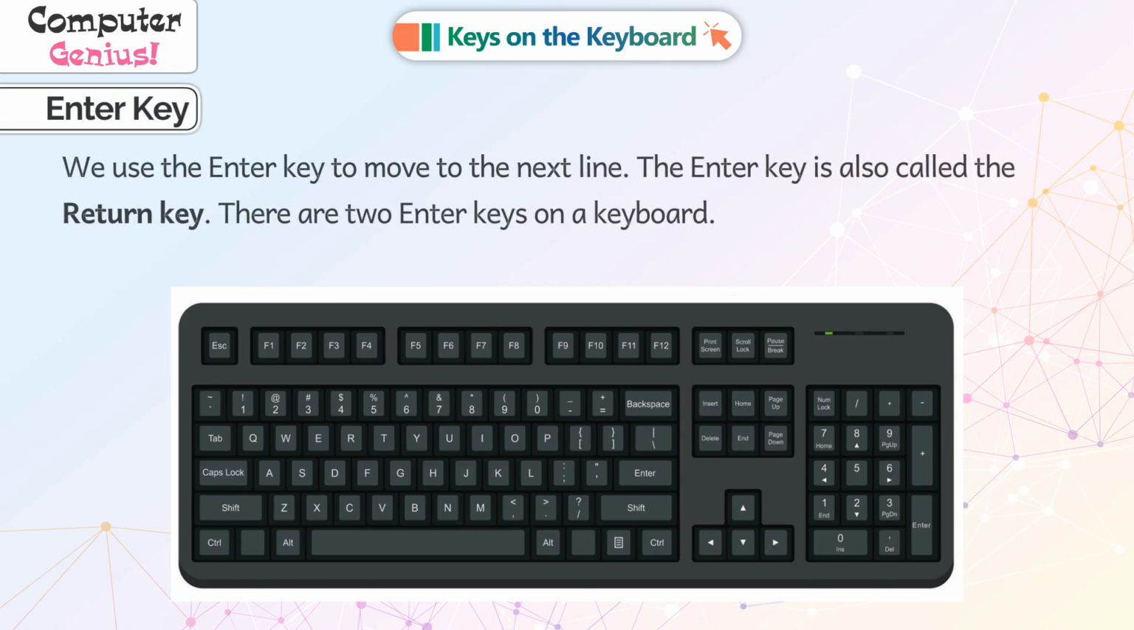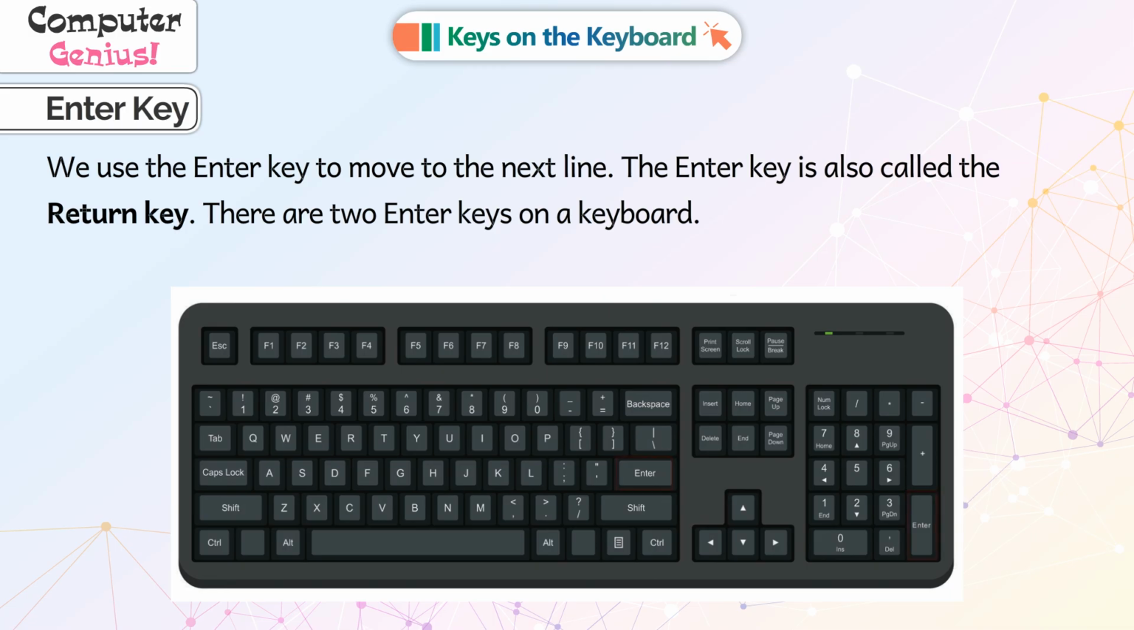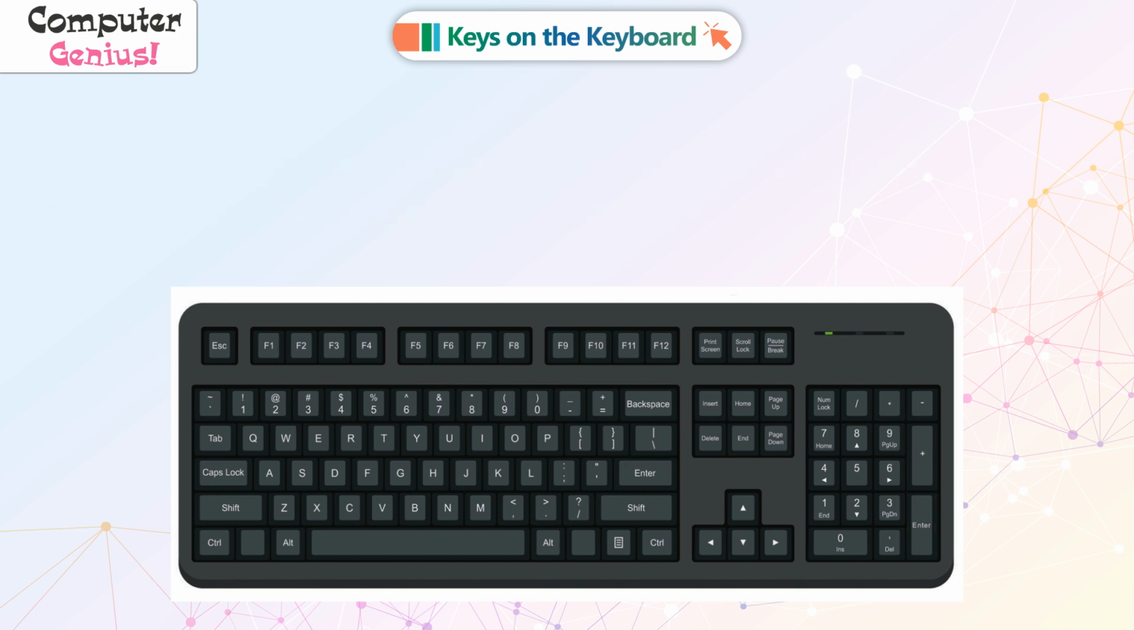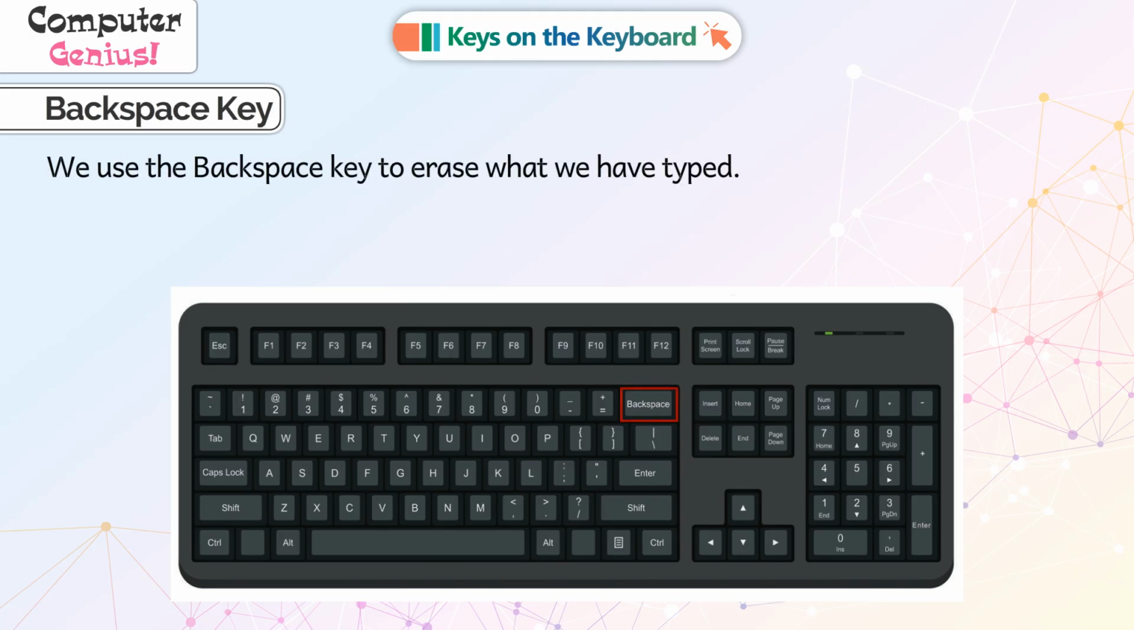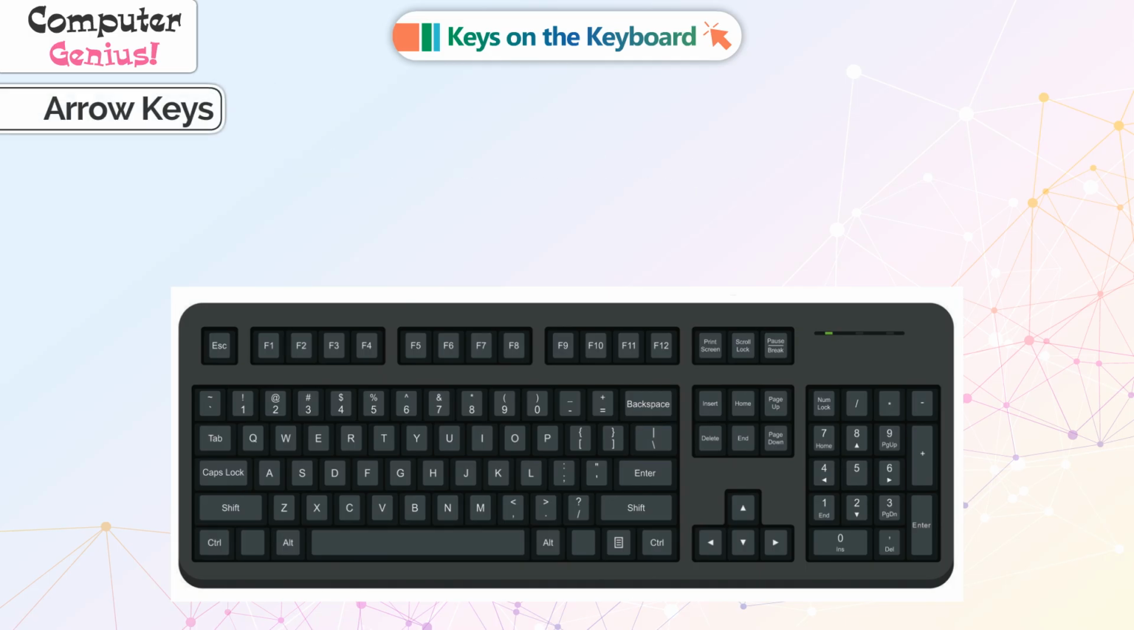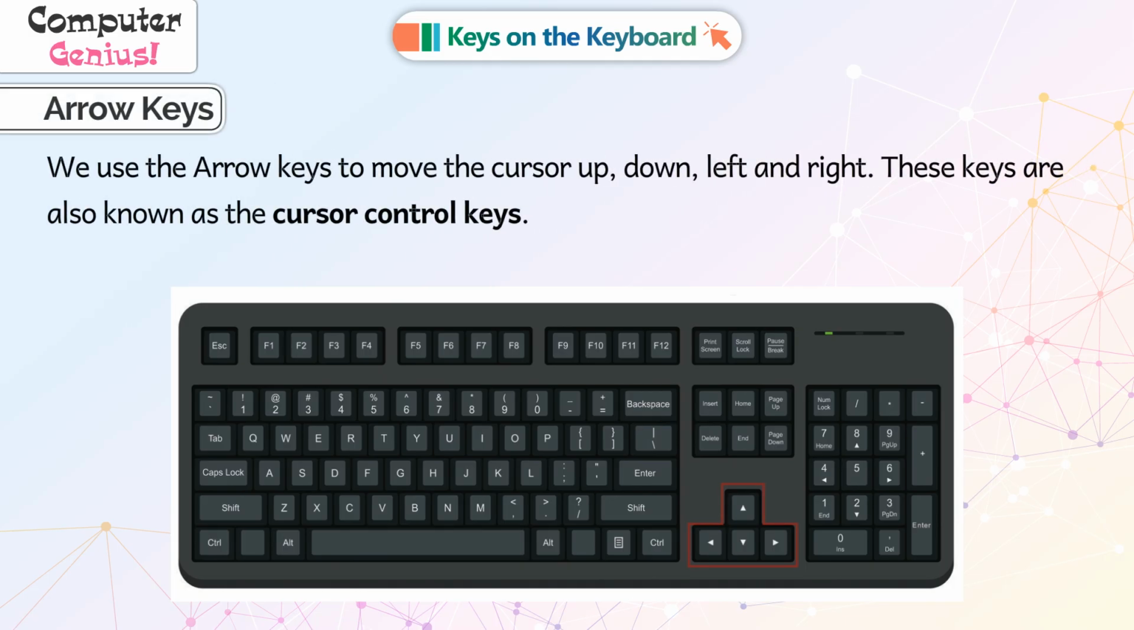Enter key. We use the enter key to move to the next line. The enter key is also called the return key. There are two enter keys on a keyboard. Backspace key. We use the backspace key to erase what we have typed. Arrow keys. We use the arrow keys to move the cursor up, down, left, and right. These keys are also known as the cursor control keys.